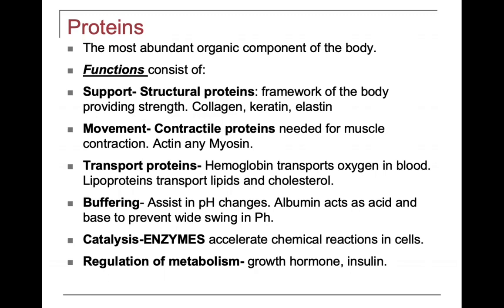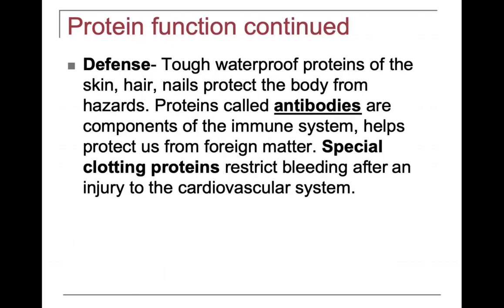A catalyst; there's a little typo there, but catalyst, not catalysis. Enzymes are proteins that act as catalysts, meaning they're designed to make chemical reactions happen faster. Proteins are also involved in regulating metabolism, like hormones, growth hormone, and insulin. Neurotransmitters are all things that come from proteins.